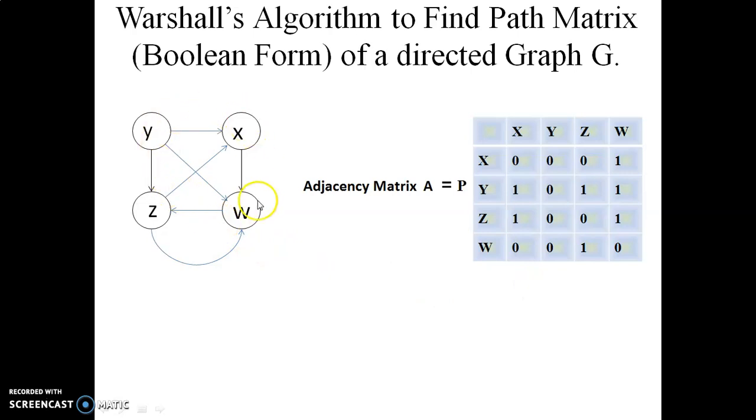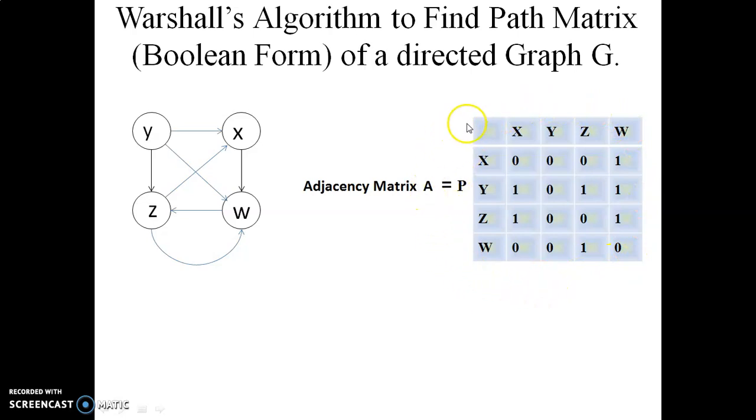Let us take this example. This is the directed graph having the four vertices x, w, z and y. Now from this directed graph, the first step is that you need to obtain its adjacency matrix A and find what is called the path matrix. Now in Warshall's algorithm, the adjacency matrix is equal to the path matrix. So we obtain this as a path matrix.